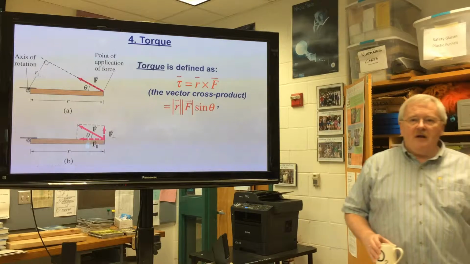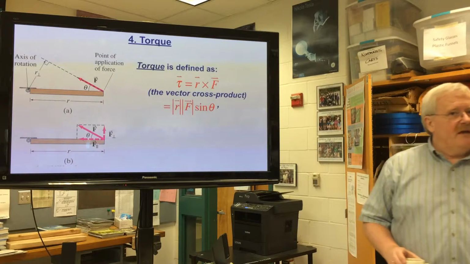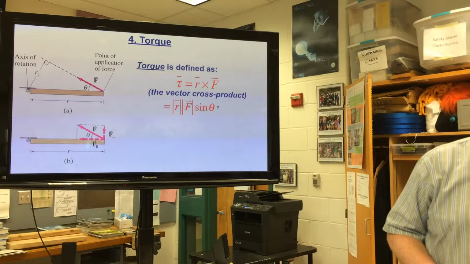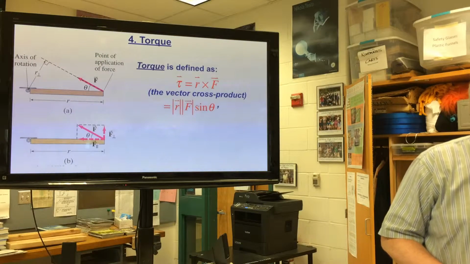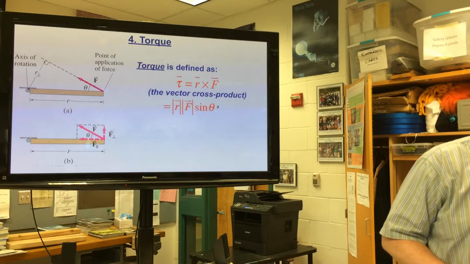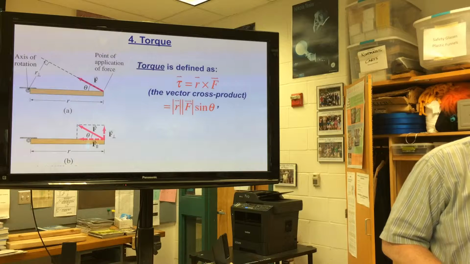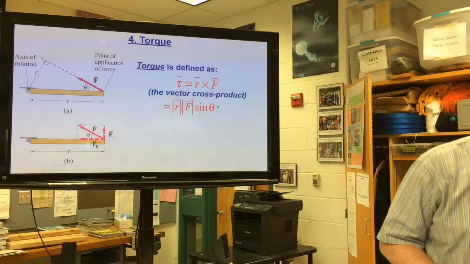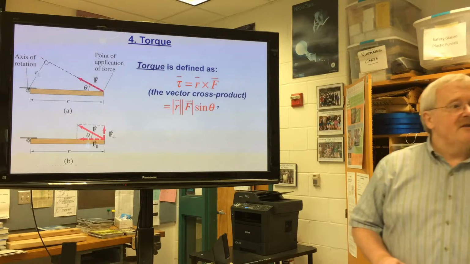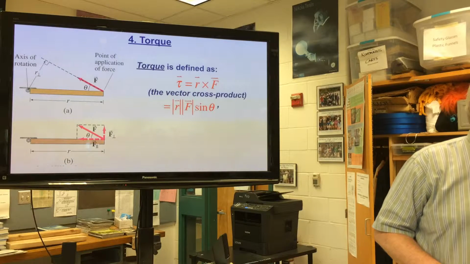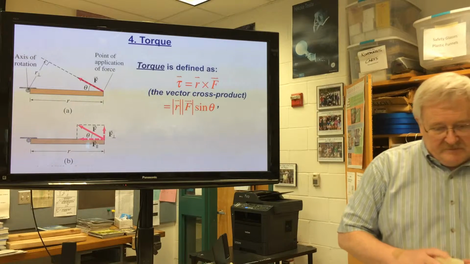So a cross product and a dot product are different in that way, but they're also different in another very important way. And that is, a dot product gives you a scalar. The resultant of a cross product is another vector, which is perpendicular to both of the other vectors.